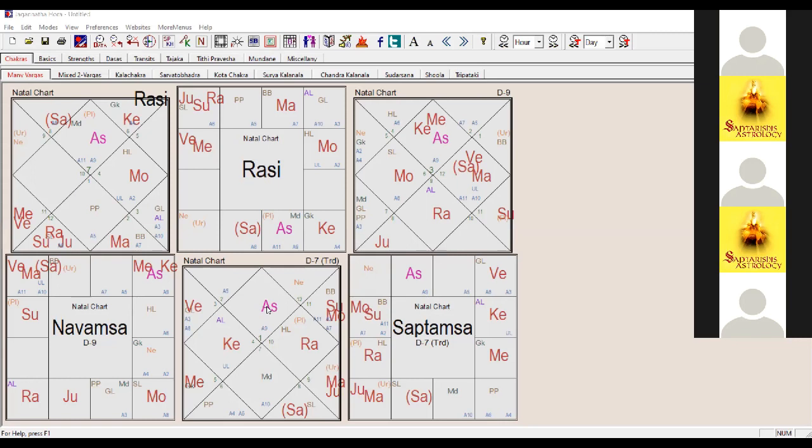Okay. So can we check nakshatra in D7 also? If you want to do, you can do. You can even do nakshatra in D60 also. Software can give you those calculations, but that is useless.